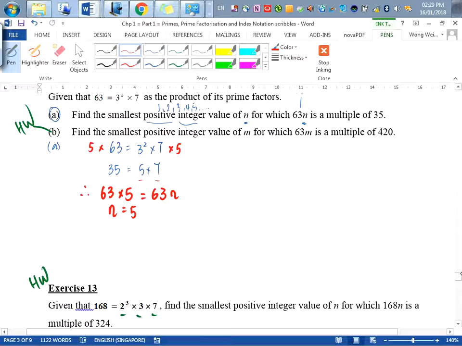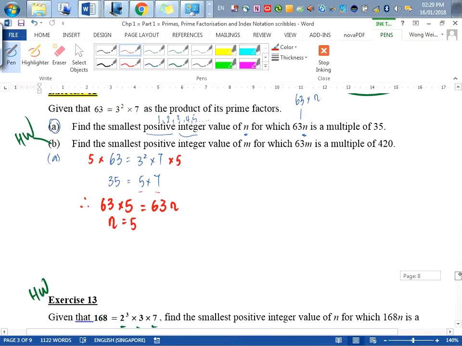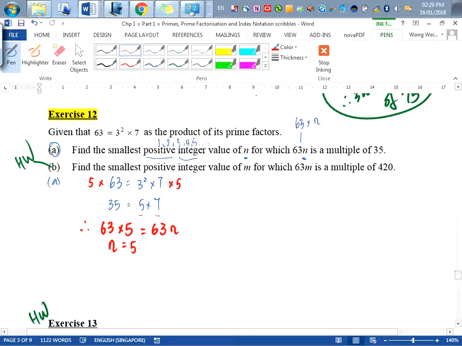Okay, now find the smallest positive integer m for which 63m is a multiple of 420. We use the same methods that we have always been using. So first, the question is very nice. They gave you that 63 is equal to 3 squared times 7. So let us just write that down first. Part B. 63 is equal to 3 squared times 7. And next, I have 420.